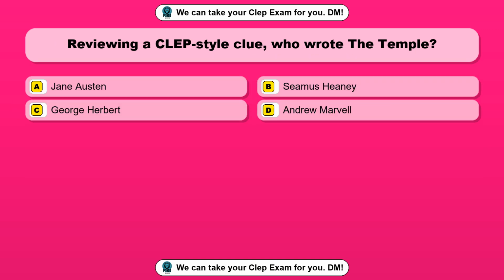Question 78. Reviewing a CLEP-style clue, who wrote The Temple? Option A, Jane Austen. Option B, Seamus Heaney. Option C, George Herbert. Option D, Andrew Marvell. The correct answer is option C.